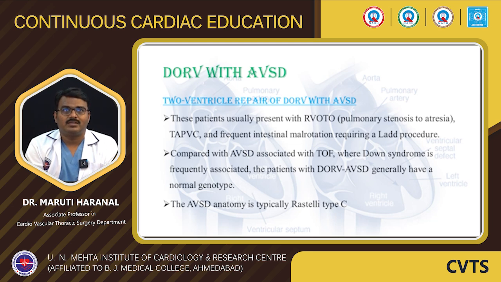DORV with AVSD. These patients usually present with RVOTO, TAPVC and frequent intestinal malrotation requiring a Ladd procedure. Compared with AVCD associated with tetralogy of Fallot, where Down syndrome is frequently associated, the patients with DORV-AVSD generally have a normal genotype. The AVCD anatomy is typically Rastelli type C.